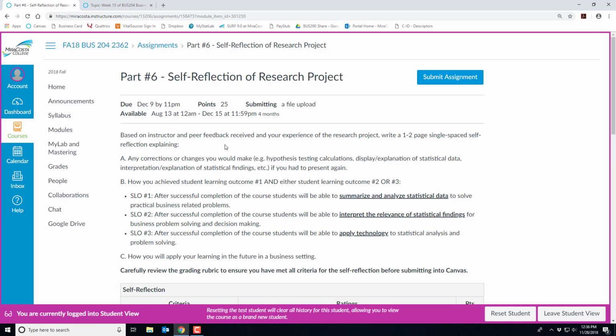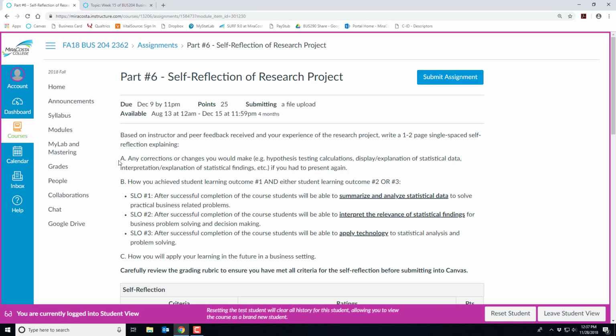So after completing your presentation with narration, you should have posted your presentation into your peer feedback groups and received feedback from some of your peers on what went well and what could be improved on your presentation. For your reflection, you're going to write a 1 to 2 page single space reflection that has these 3 components.